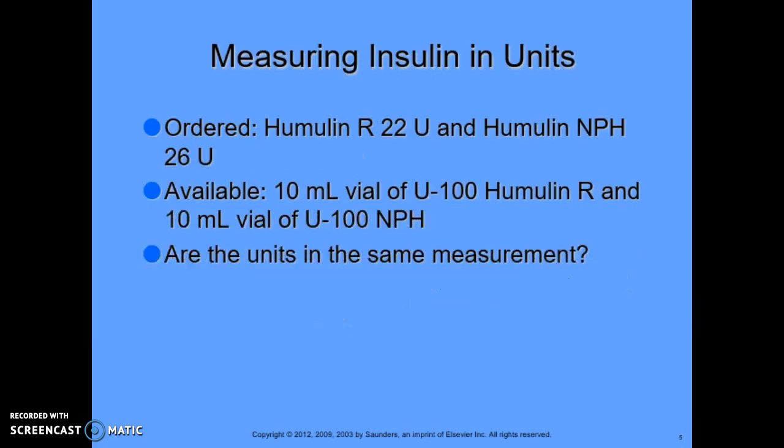Again, looking at that same example here, we have the Humulin R and the Humulin NPH of 26 units, available in 10 milliliter vials of 100 units. So again, in our 10 milliliter vial, we will have 100 units of the Humulin R, and in a separate 10 milliliter vial, we will have 100 units of the Humulin NPH.